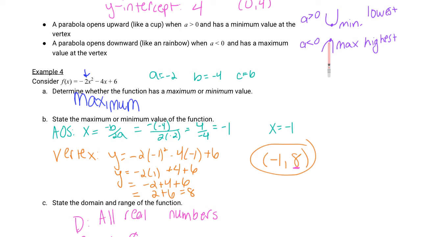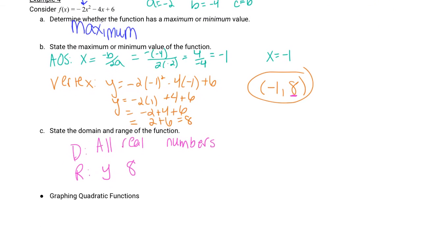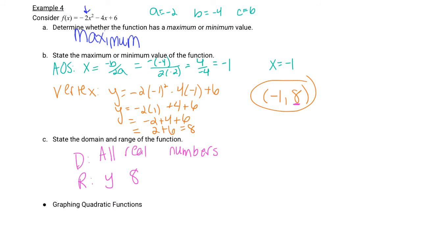They are below. Everything else is below here. So that means this value of 8 for y is as high as it's going to be. All of the rest of the values for y are less than 8. And I want you to notice that A is less than 0. So if A is less than 0, your range is less than or equal to.